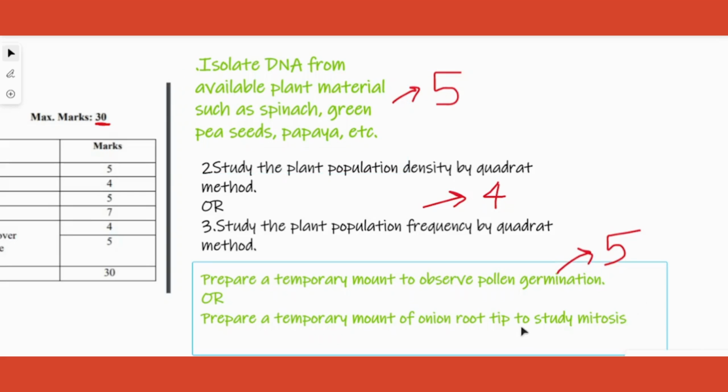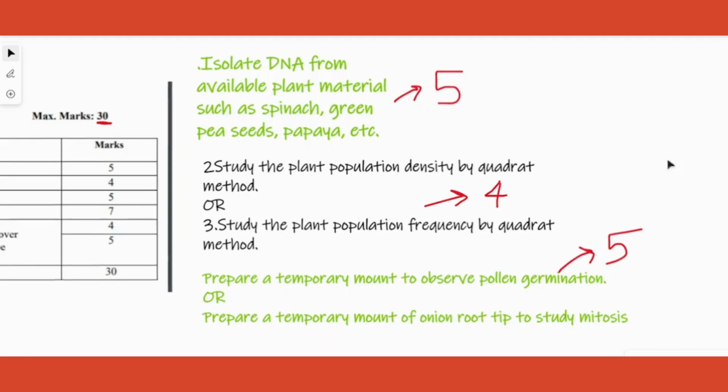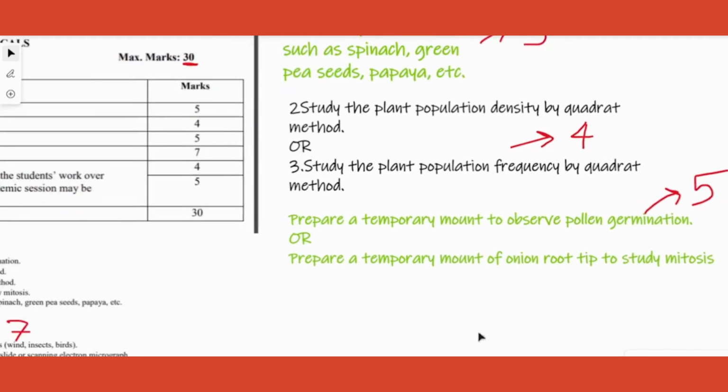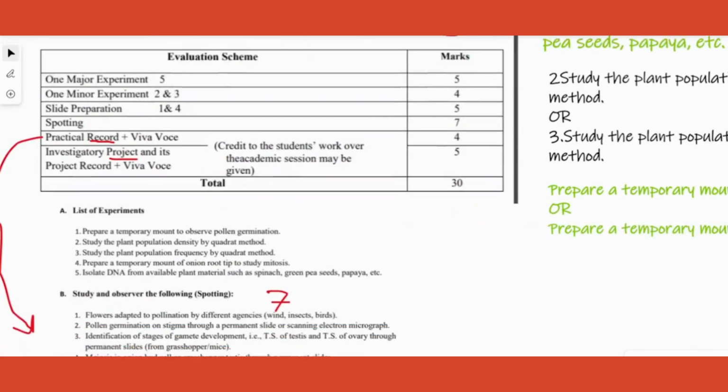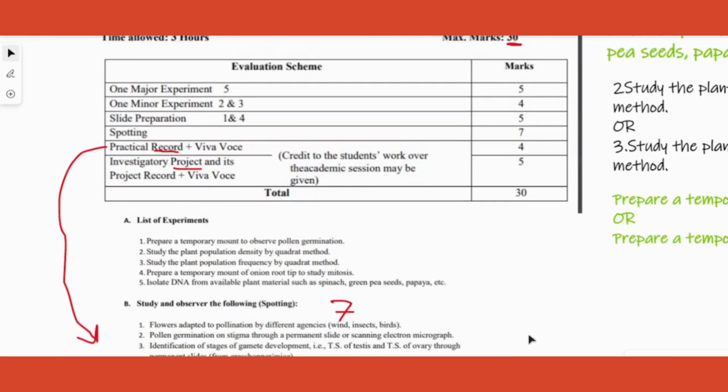Third one is slide preparation for 5 marks, compulsory. The slide preparation can be either pollen germination in a medium or mitosis, where you have to show any stage using an onion root tip. So either one can be given to you. You should be well versed with the procedure. Then after all this, 5, 5 and 4, you have around 14 marks done.